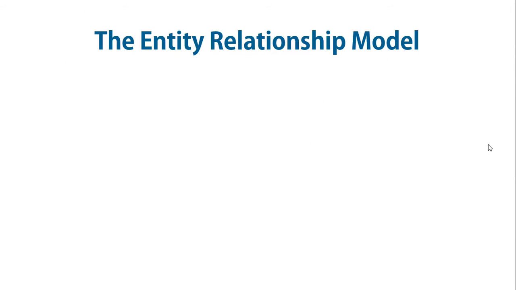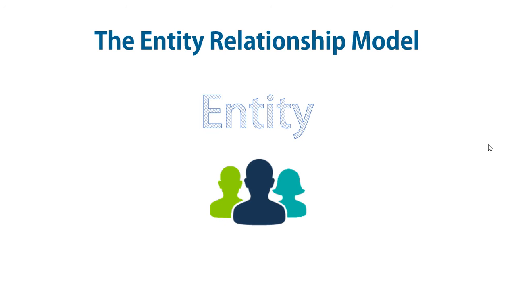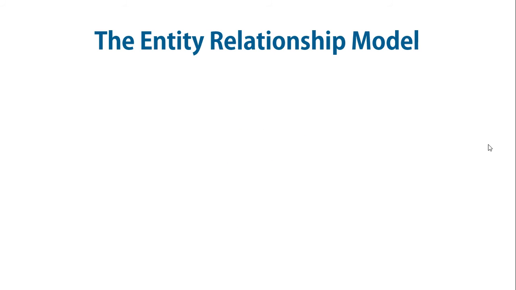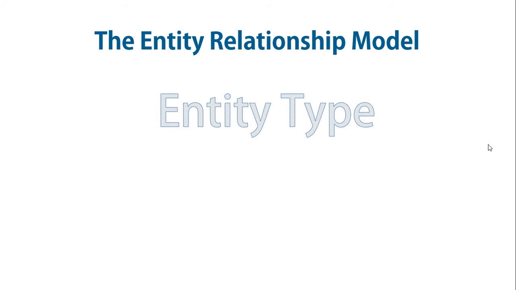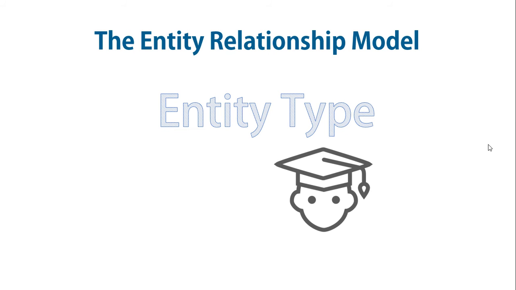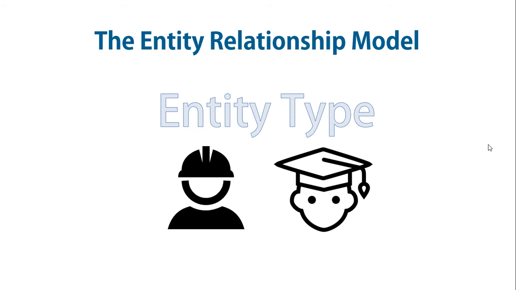The entity relationship model. An entity is a real-life object, such as, for example, you and me. We belong to the same entity type, humans. An entity type defines a group of entities with the same characteristics, like students, workers.